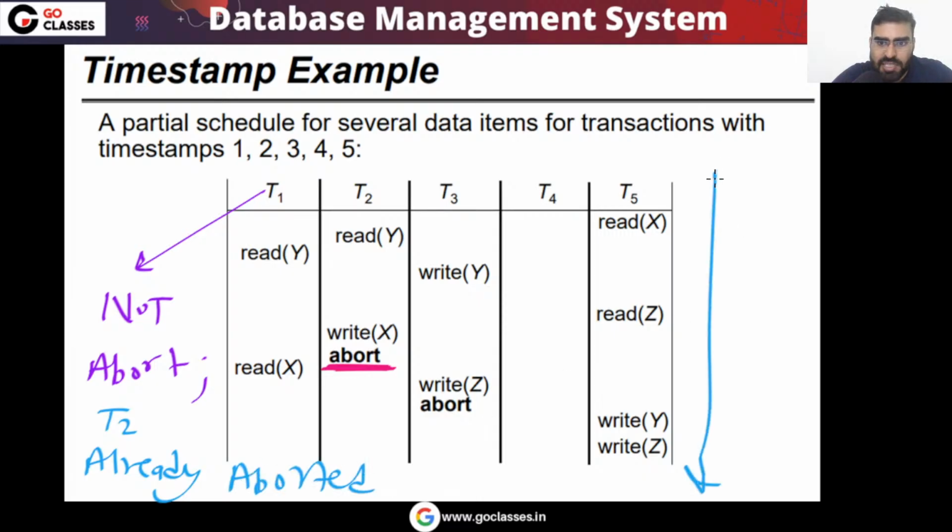Remember, the time is going like this, so things will happen one by one. All these things are happening one by one.